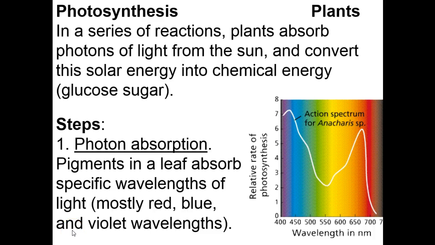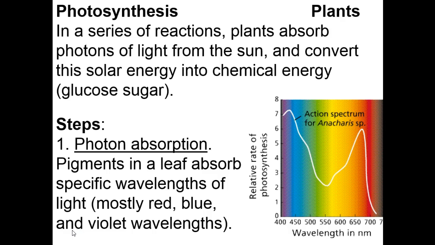To understand plants, we need to understand photosynthesis, this reaction where plants absorb photons of light. See, light doesn't just come down from the sun in a steady beam. It comes in these little packets called photons. And these photons are captured in the leaf and converted from solar energy into chemical energy, glucose.